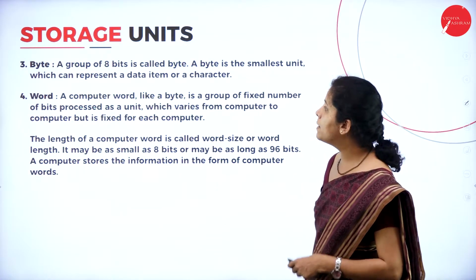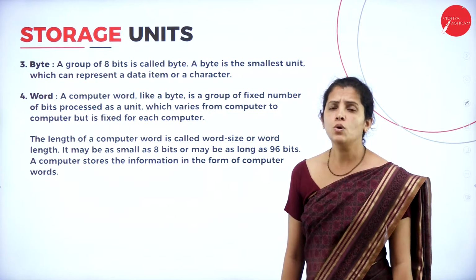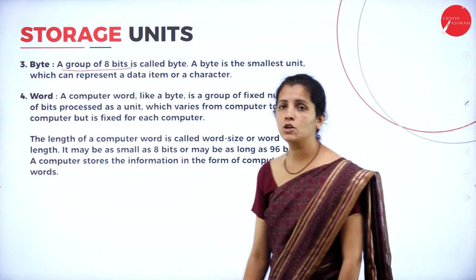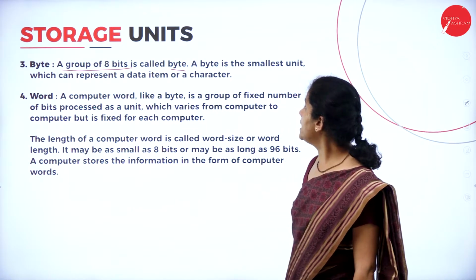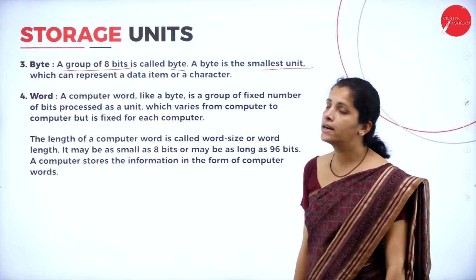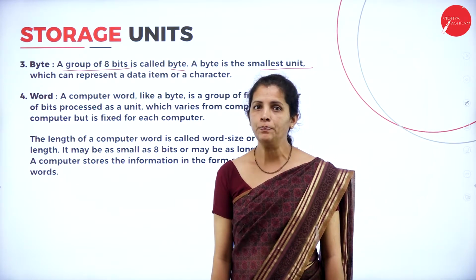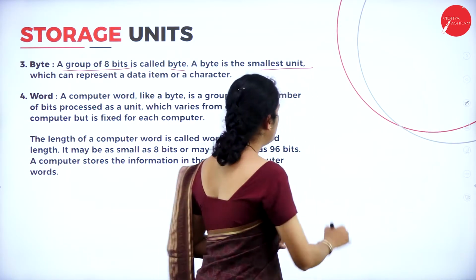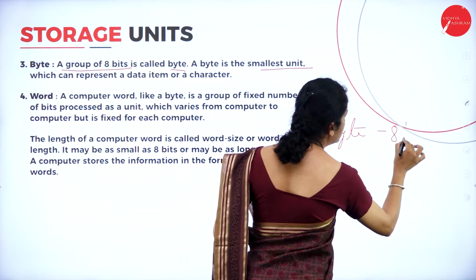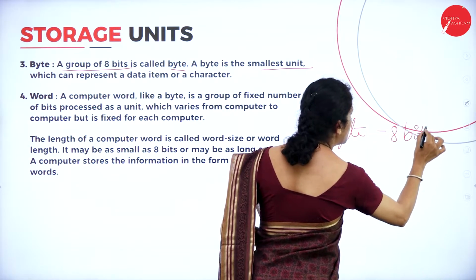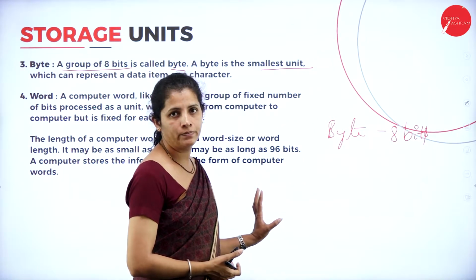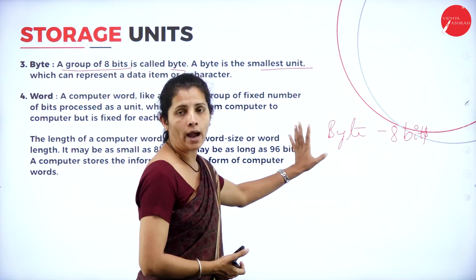And followed by, I'm going to have the byte. So what is this byte? A group of 8 bits is called a byte. A byte is the smallest unit which can represent a data item or a character. So what is a byte here? Here a byte is nothing but 8 bits. When I have 8 bits, then it is termed as a byte. 8 bits is 1 byte.